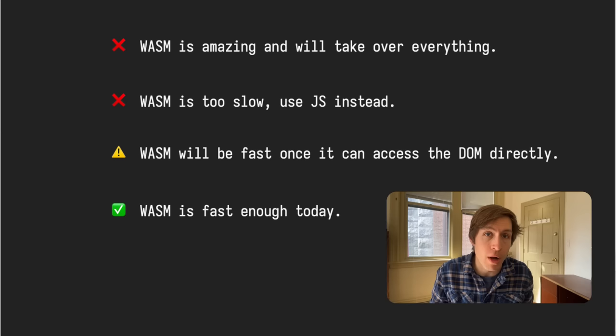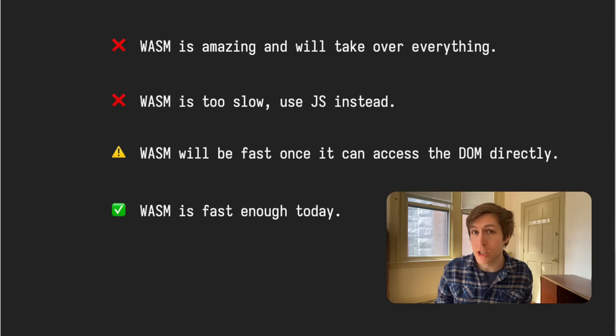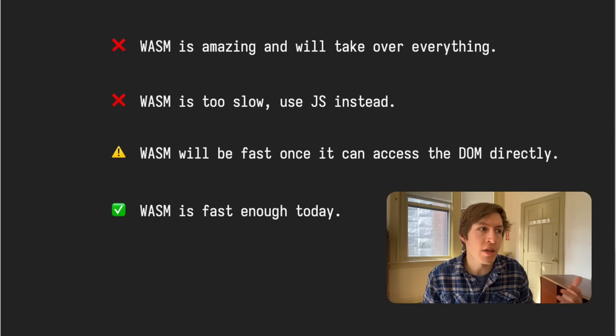But myth number two is that WebAssembly is too slow. You should use JavaScript instead. I see this a lot in the Rust community, where people tend to be pretty performance conscious. There's this narrative, I think, that sure, if you want a fast website, build the backend in Rust, build your APIs in Rust, but then use a fast JavaScript front-end framework, like maybe Svelte gets recommended a lot, or if you're super performance conscious, maybe Solid.js.